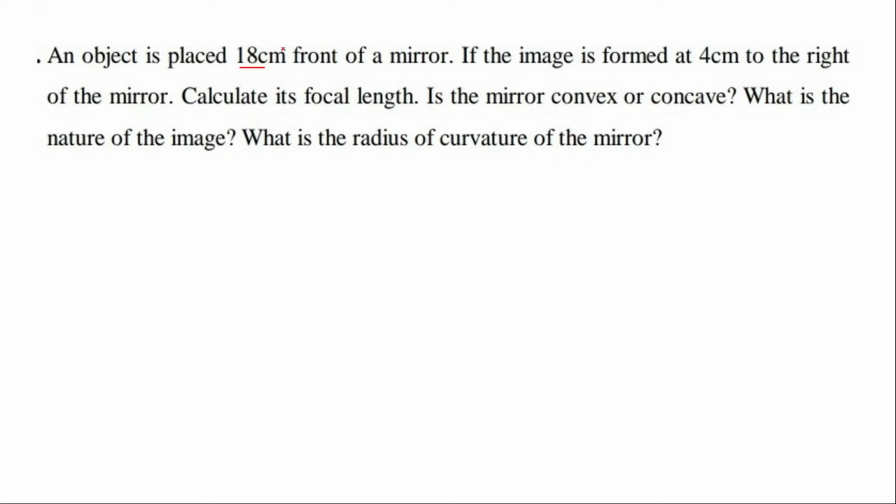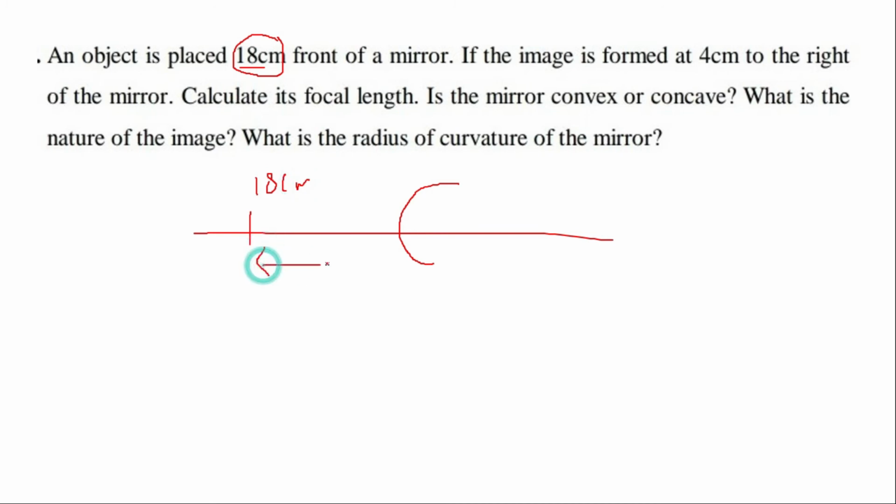See, the question is that the object is placed at 18 centimeter from the mirror. That means the object is placed 18 centimeter from the mirror, and the image is formed 4 centimeter to the right of the mirror. See the right, so this is the mirror. If we keep the object over here, this is the distance of 18 centimeter, and they are saying the right side of the mirror, at a distance of 4 centimeter.